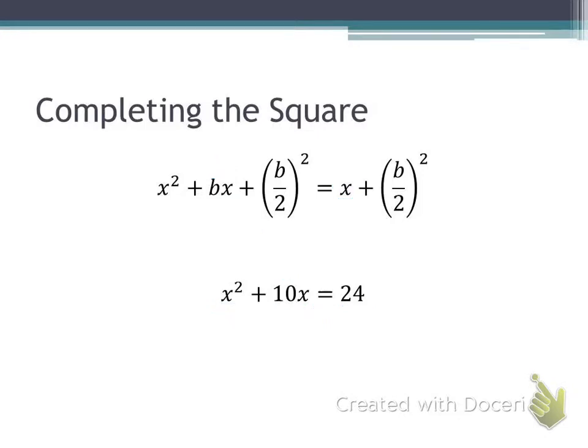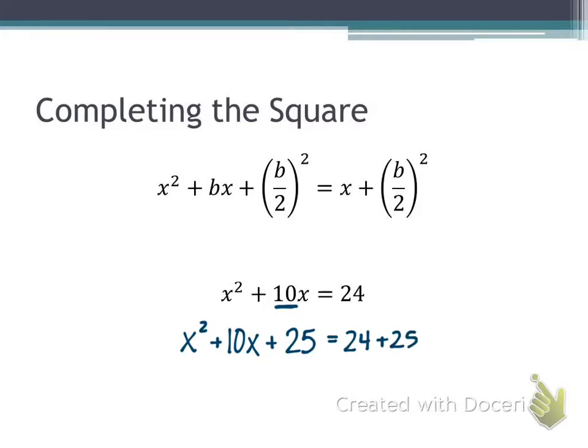Where we are going to get this third term from is, I'm going to take b, which in this case is 10, and divide it by 2. Well, what's 10 divided by 2? 5. And then I'm just going to square that. What's 5 squared? 25. So that's where that third term comes in. So now I have 10x plus 25. Whatever I do to one side, I've got to do to the other. So if I add 25 here, I've got to add 25 here.